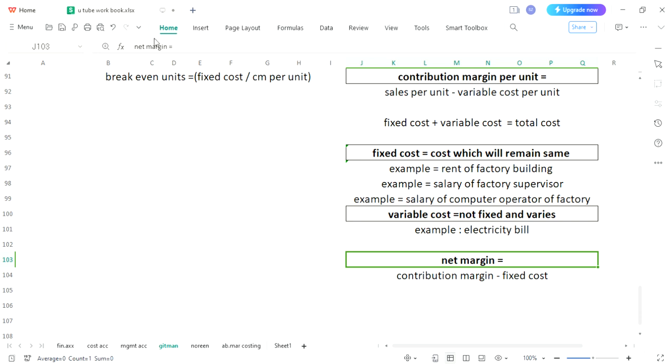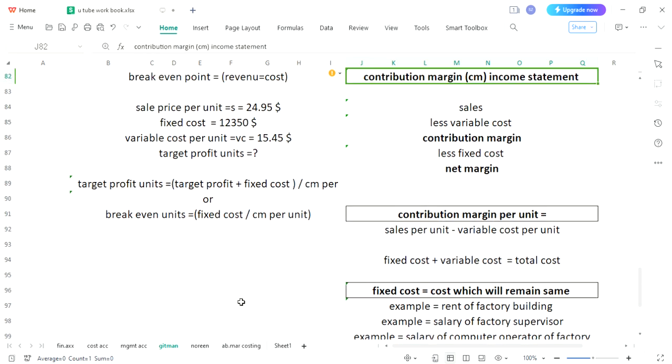In this way, with ease, we have created a few formulas, and actually these are not formulas, we have just extracted them from our contribution margin income statement. First, to calculate your contribution margin, you subtract your variable cost from sales. Have you noticed it? Variable cost, when subtracted from sales, gives you your contribution margin. And then you calculate net margin when you subtract your fixed cost from contribution margin. Please note it down.